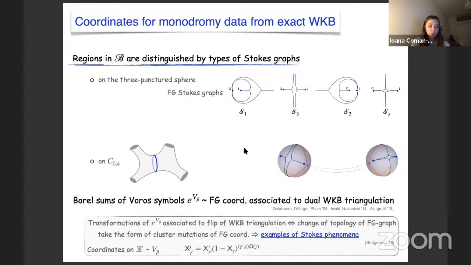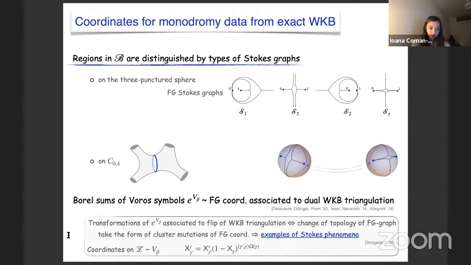Going to a more general case, when generic Stokes graphs appear on a four-punctured sphere, it is possible to identify a Pants decomposition of this surface from the parts of the Stokes graph, which have on the individual resulting trinions one of the four possible topologies here. And furthermore, in this situation, I have said that the Borel sums of Borel symbols define coordinates on the moduli space of quantum curves. These coordinates have been recently identified with the Fock-Goncharov coordinates associated to the WKB triangulation dual to the Stokes graph.